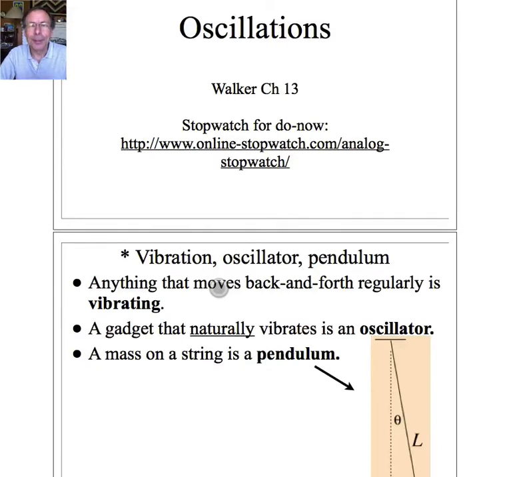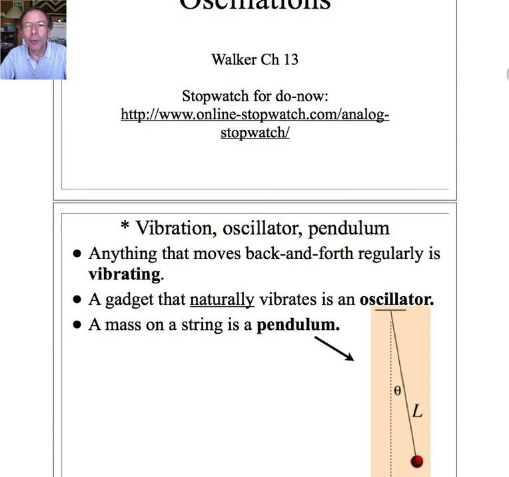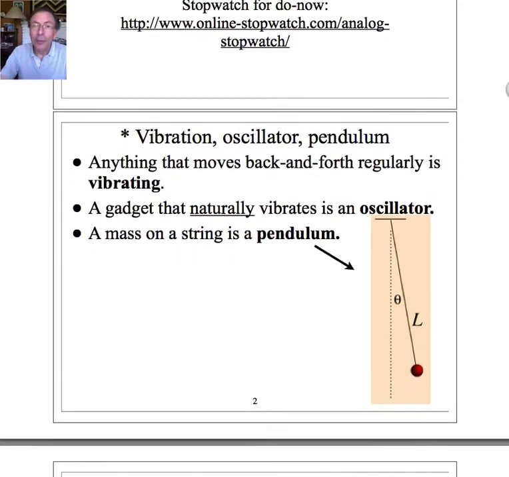Hello students! So we are moving on to our next big topic, oscillations. So let's get started. Anything that moves back and forth regularly is vibrating. So if I do this, my hand is vibrating. Now, something that naturally tends to go back and forth is called an oscillator.